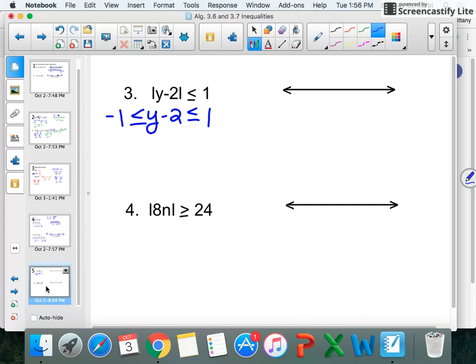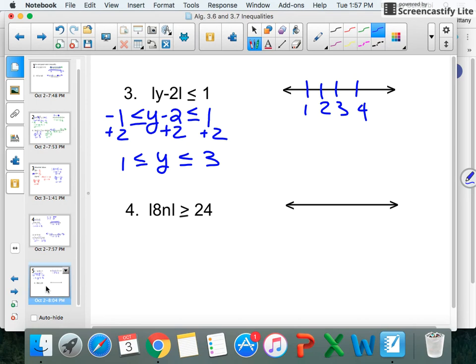And we're going to solve the problem. So we're going to add 2 onto each side. 2 minus 1 is 1. And then y is by itself in the middle, and 2 plus 1 is 3. So now we're going to graph that.